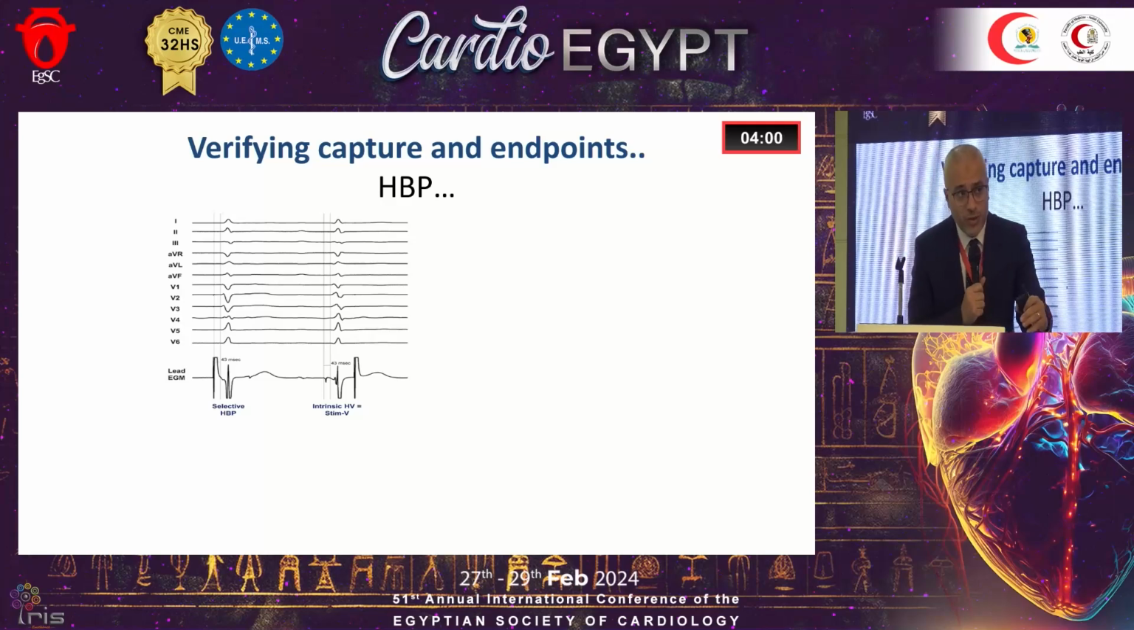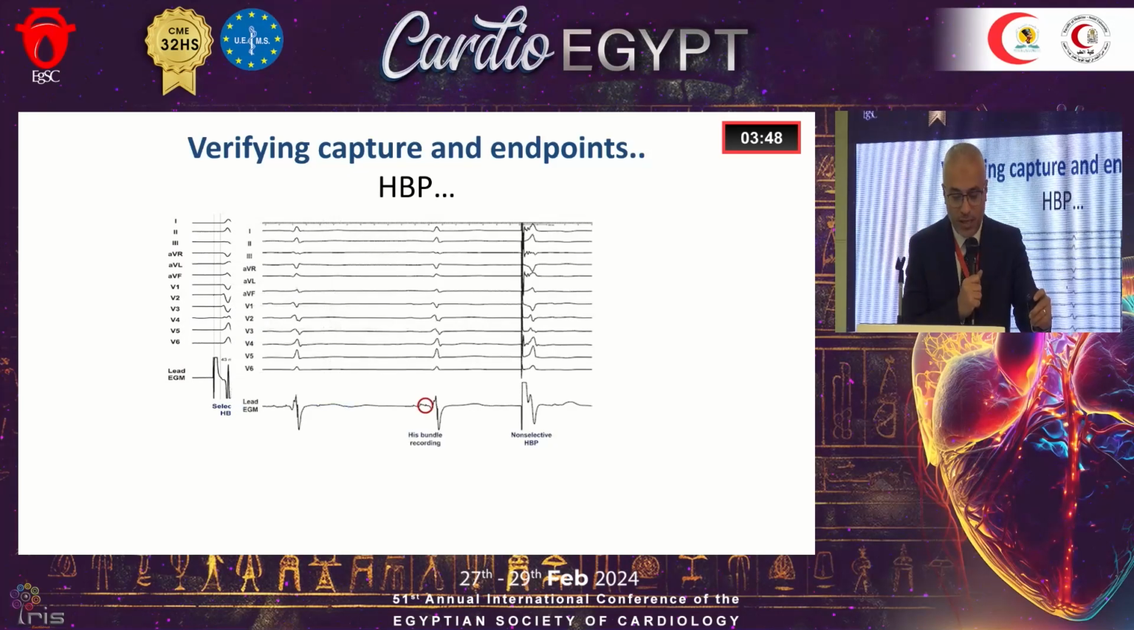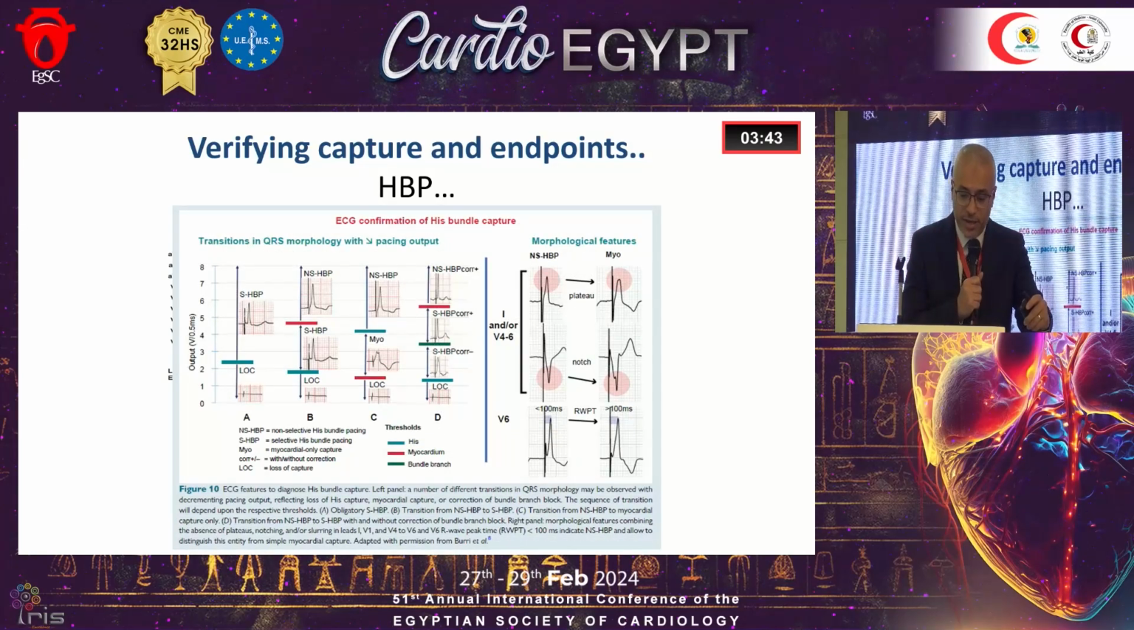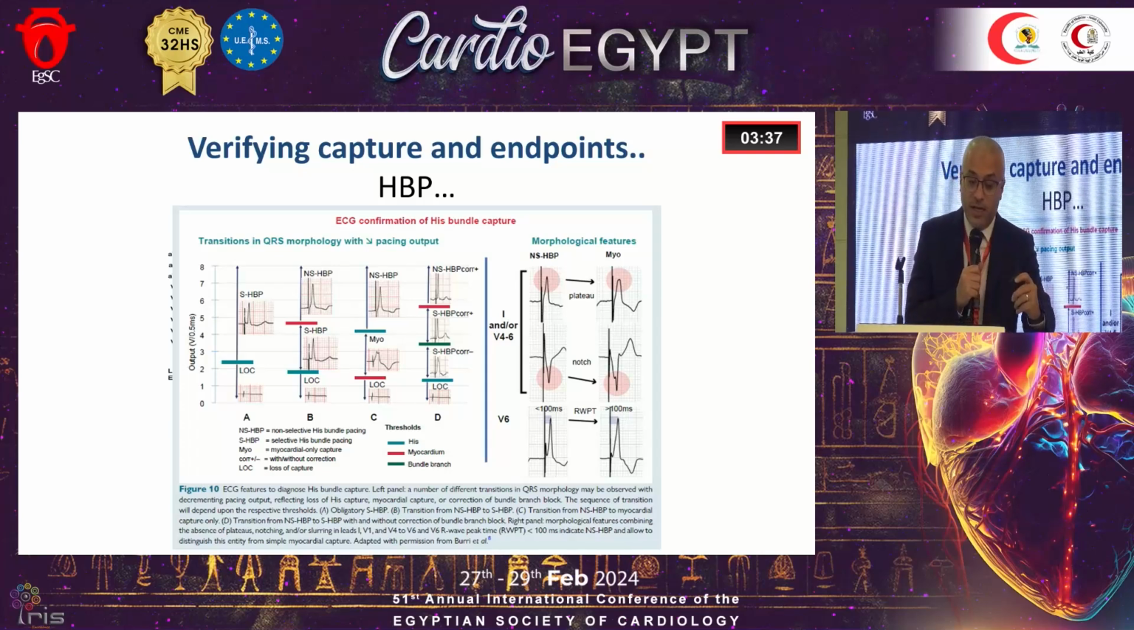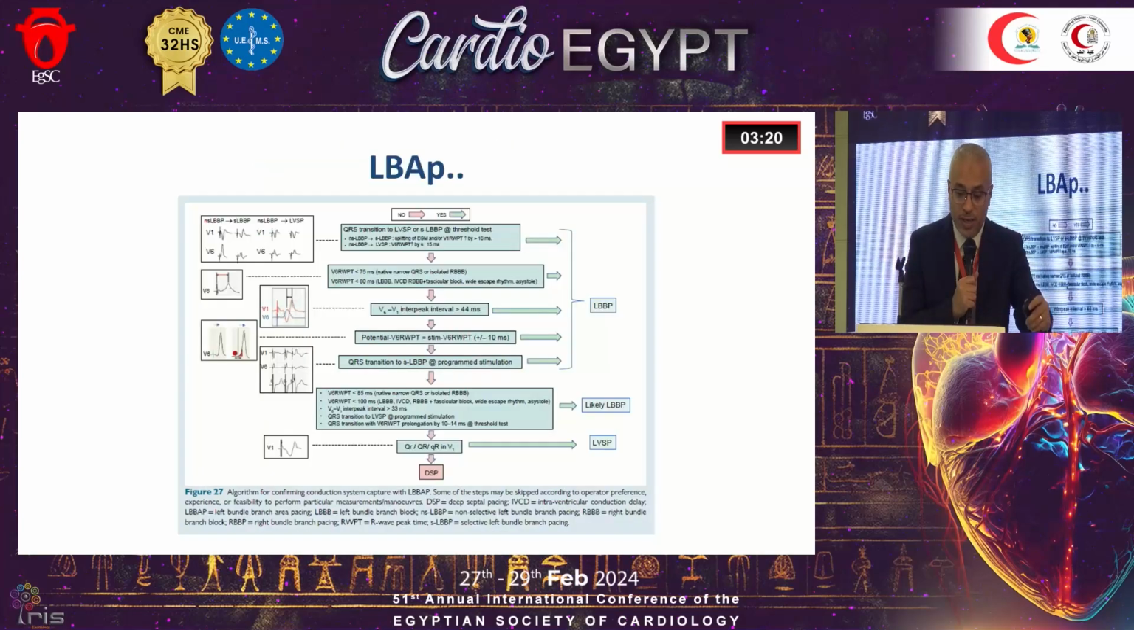And then we have the point to verify the capture and the endpoints. For His bundle pacing, actually you have to get a His deflection, and then if it's selective His bundle pacing, you should get a very similar complex to the sinus rhythm of the patient, and you can get also an unselective His bundle pacing. And this is the criteria to verify His bundle capturing. The change of the QRS complex with changing the output is very important to ensure whether it's selective His bundle pacing, non-selective, loss of capture or capturing the myocardium. It's very important to know this. And it's very important to know the R wave peak time in V6 in order to get it as narrow as possible, ensuring the His bundle pacing.